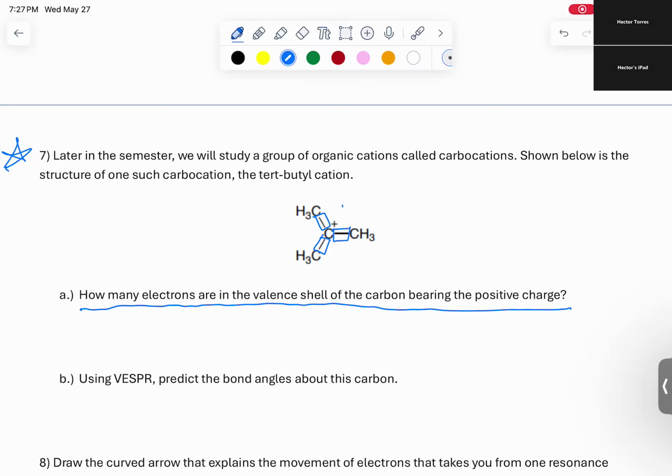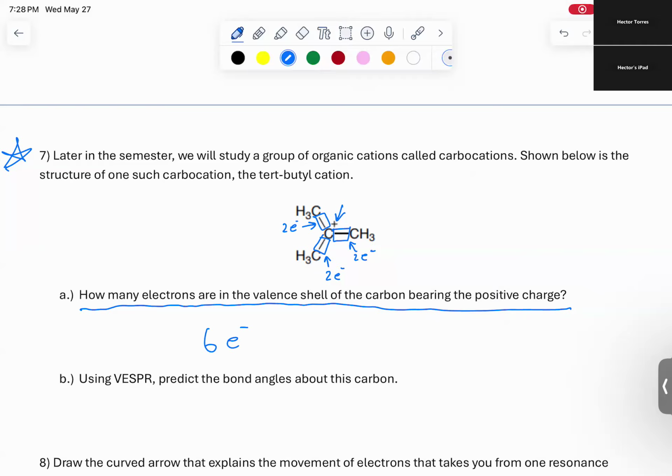But we do have a positive. Each of those bonds has 2, so 2 electrons, 2 electrons, and then 2 electrons here as well. So it looks like this one has 6 electrons. And so that's why it has that positive charge, because it's missing electrons.